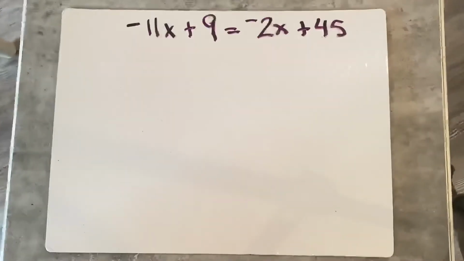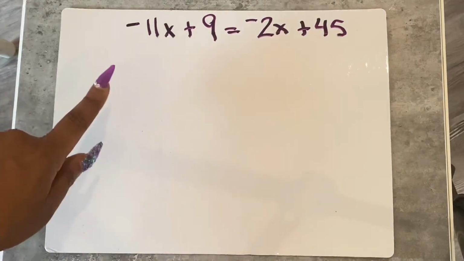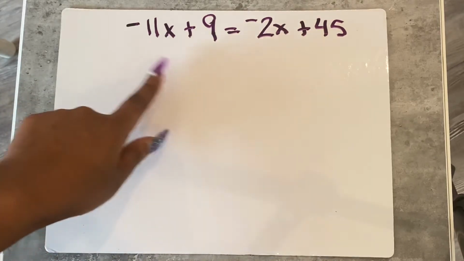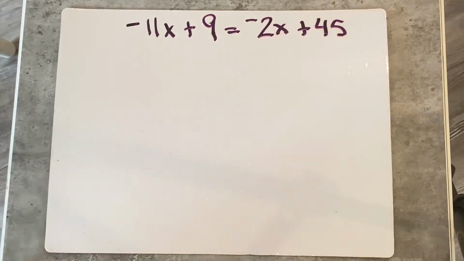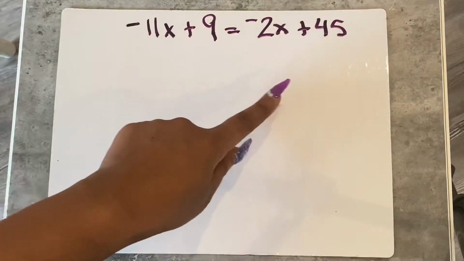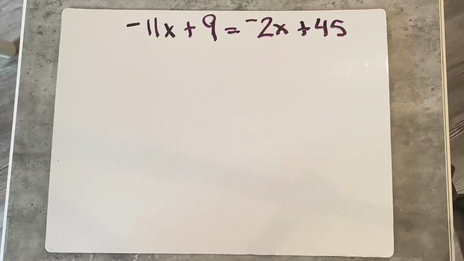Okay, so the first step, do I need to distribute? I do not, because I do not have any parentheses. As you can see, there are no parentheses here, so I don't need to distribute anything. Do I need to combine any terms that are alike? Well, no, I do not. So then I move to collecting my variables. What do I need to do so that I can collect my variables? I'm going to show you.